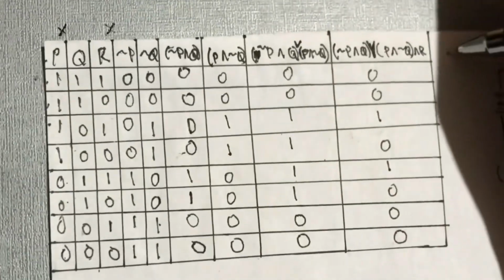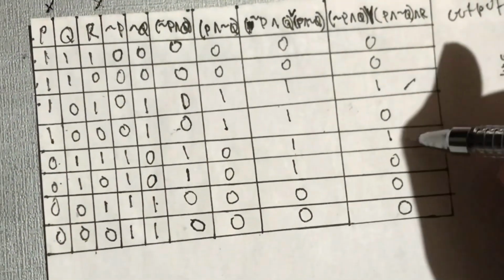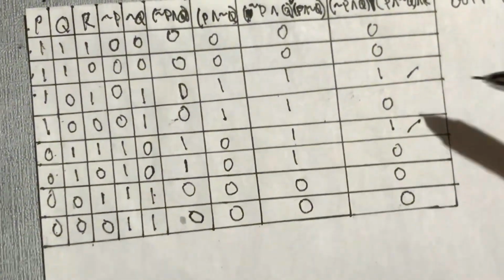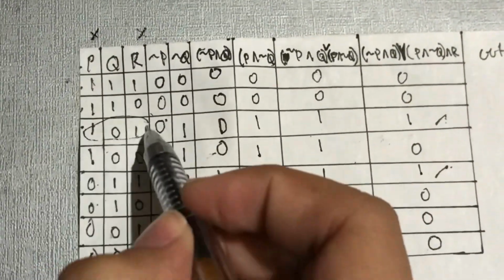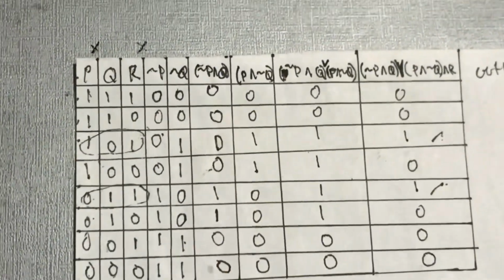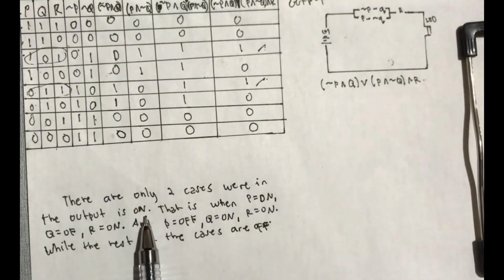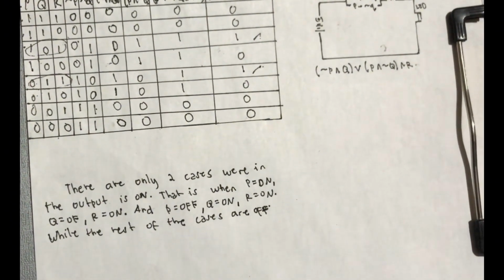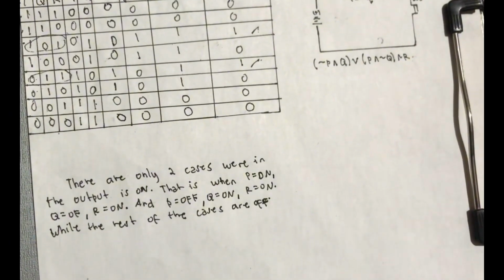Now, our output here, we only have two cases wherein the output is on. This one, and this one. Therefore, there are only two cases where the output is on. That is when P is on, Q is off, R is on. And P is off, Q is on, R is on, while the rest of the cases are off.